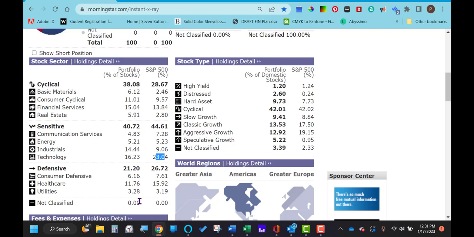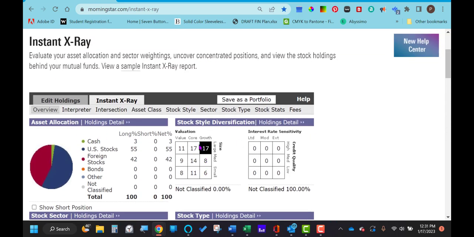And generally speaking, this is the highest weight for the S&P 500. This is also the highest weight for my daughter's portfolio. This has a very low weight, utilities, for the S&P 500. It also has a low weight for my daughter's portfolio. It's nicely diversified across countries. It's nicely diversified across sectors. It's nicely diversified across size of companies and value versus growth.